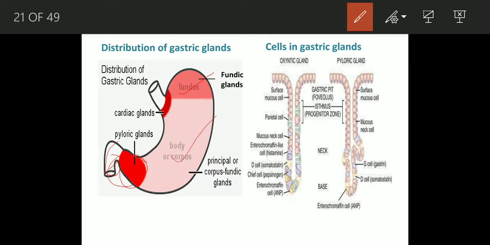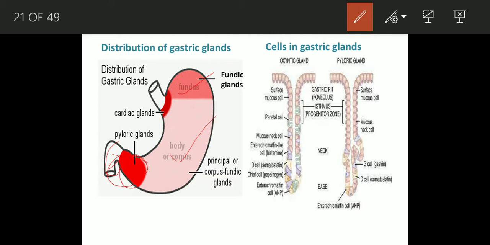Here you can see one of the gastric glands. The gastric gland can also be called the oxyntic gland. So if you see the oxyntic gland, it consists of various cells. You can have 4 types of cells in the oxyntic glands or gastric glands. That is, mucus cells, which are very common and responsible for secretion of the mucus.